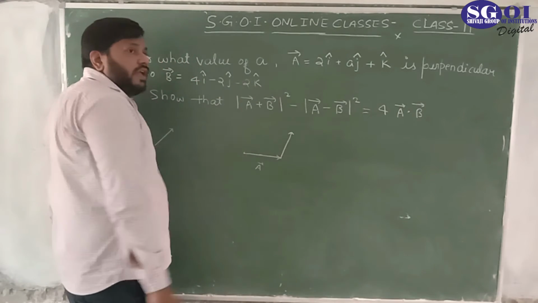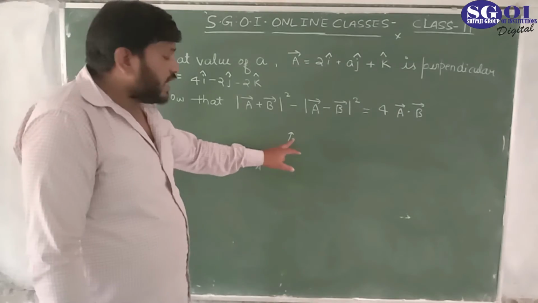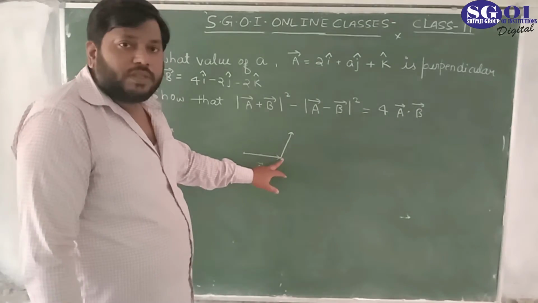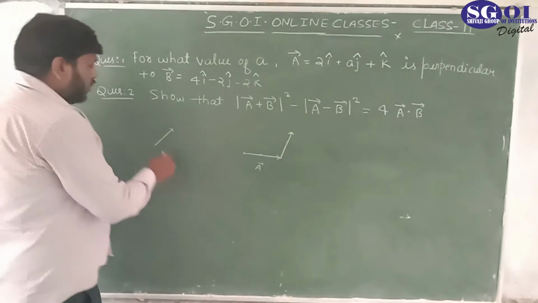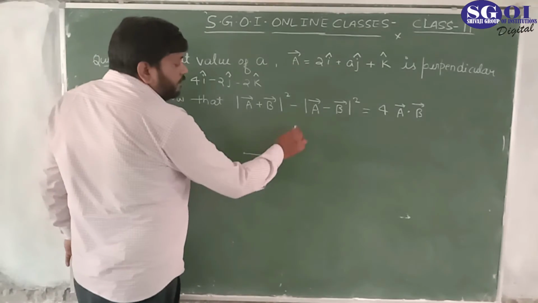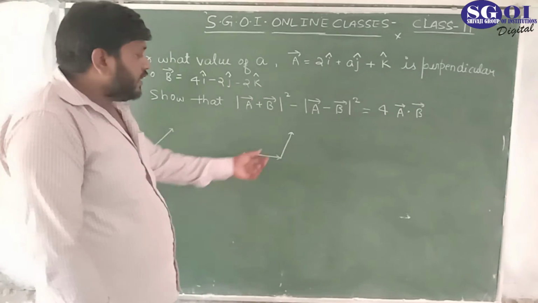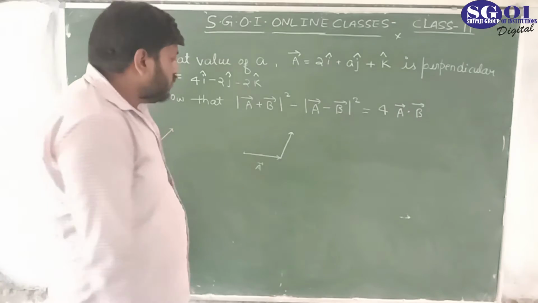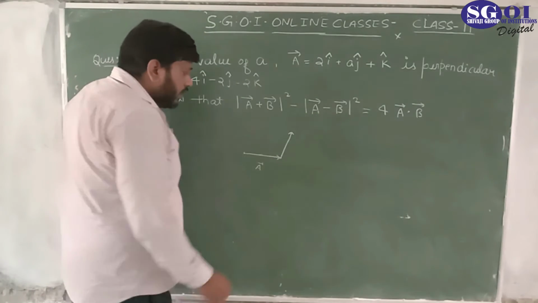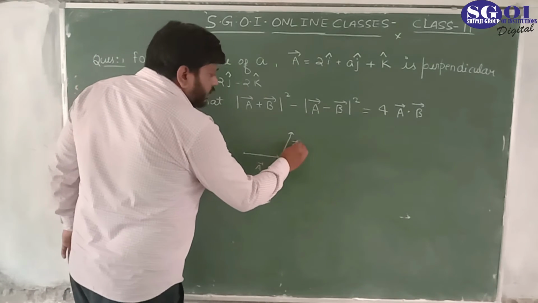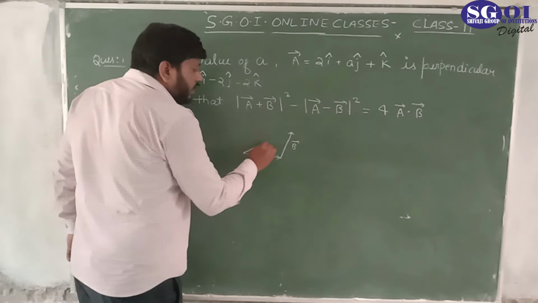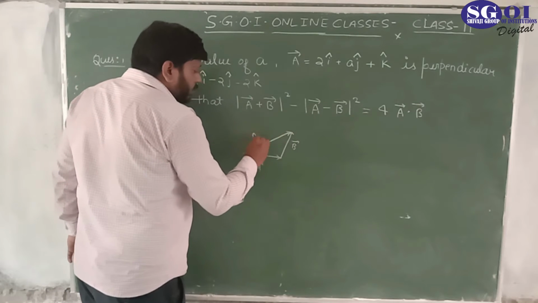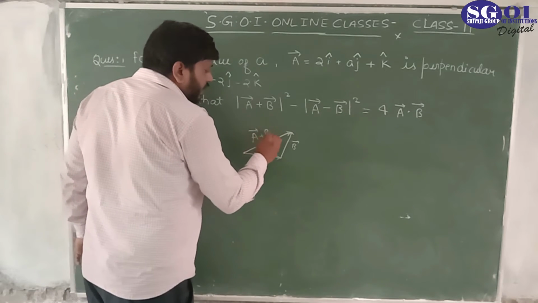For addition graphically, we start the next vector from the head of the other vector and in the same direction in which it was. So this is vector b. Now what is a plus b? A plus b is from here to here. This is vector a plus vector b.